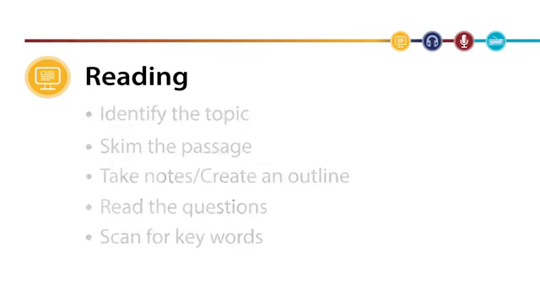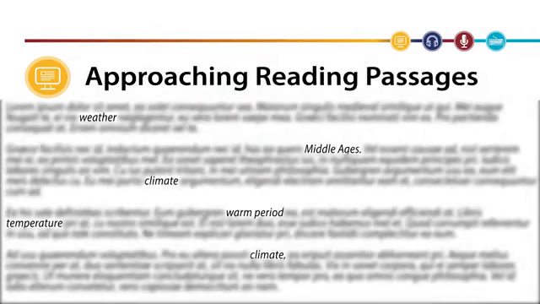This is called scanning. For instance, if a question asks about climate in the Middle Ages, then look for those words in the passage. After you've located them, reread the phrases and sentences containing those words. You should be able to find the information you need to answer the question. Remember that as you look at each question, you'll be able to see the paragraph or paragraphs that the question refers to on one side of your computer screen. You will also be able to scroll through the entire passage.